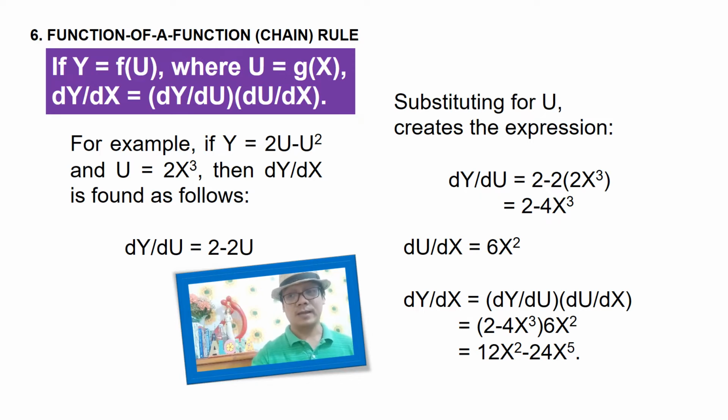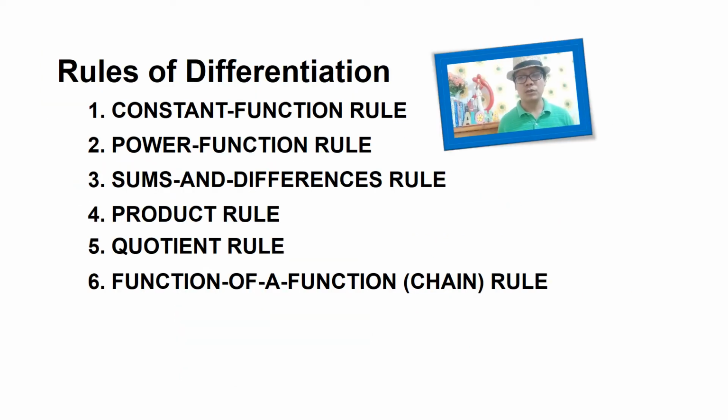Let me mention to you again the 6 rules of differentiation which can be used to calculate marginal values. 1. We have the constant function rule. 2. We have the power function rule. 3. The sums and differences rule. 4. Product rule. 5. Quotient rule. And 6. Function of a function or chain rule.